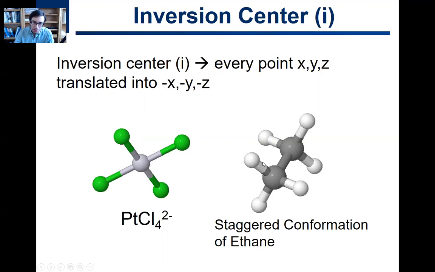Same with this staggered conformation of ethane. There's an inversion center. This point is kind of at the bottom of the page, and then it's definitely on the left, okay? And it's in the front. Well, the opposite of front left is back right. So this hydrogen would go to that hydrogen, okay?